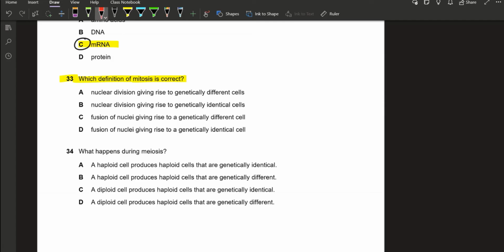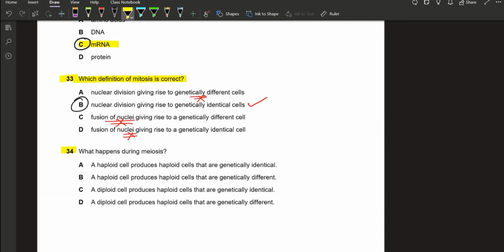Option A says nuclear division giving rise to genetically different cells, which is wrong. Option B says nuclear division giving rise to genetically identical cells, which is correct. Option C says fusion of nuclei giving rise to genetically different cells, which is also wrong. Option D says fusion of nuclei giving rise to genetically identical cells, which is wrong. So the correct option would be option B.